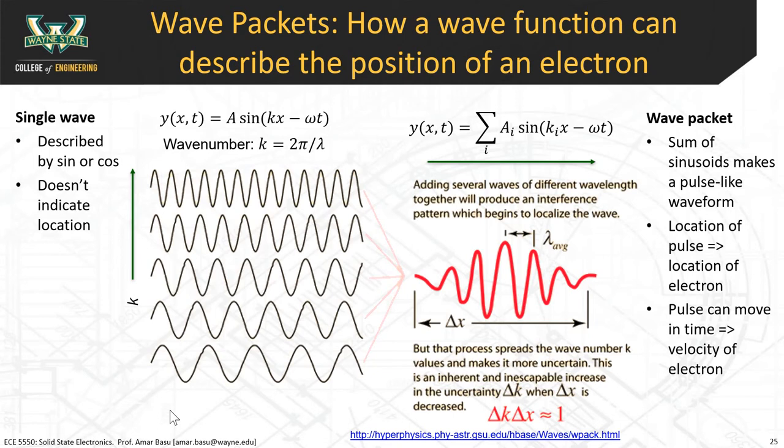That's one case. The other extreme is the one that we mentioned earlier, where you just add one sinusoid. A single sinusoid has a single wave number. So your uncertainty in the wave number goes to zero. But when you use a single sinusoid to represent an electron, the uncertainty in the location is infinite because it can be anywhere along that sinusoid. That is the Heisenberg uncertainty principle explained in simple mathematical terms.